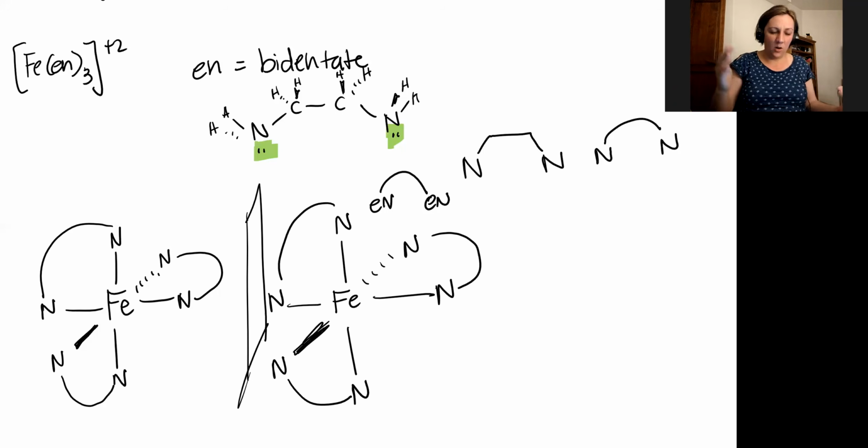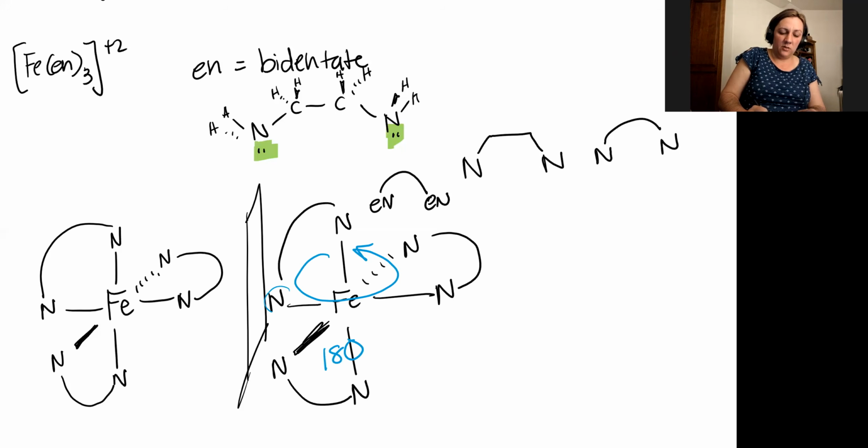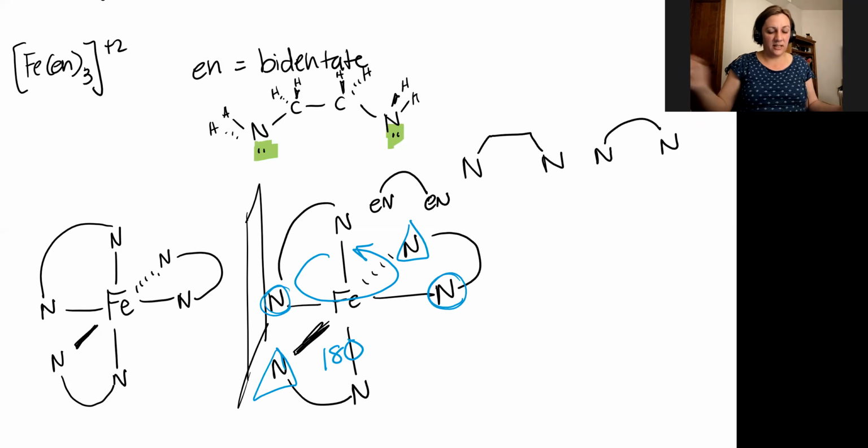But now we're going to do the work of rotating this and redrawing it. And so what I need to do is rotate this whole thing 180 degrees. And so that means that this nitrogen right here is going to come to the other side. They're going to swap. This one up in the front is now going to go into the back. The axial positions will stay the same. And so now when I redraw this, let's see what it looks like.